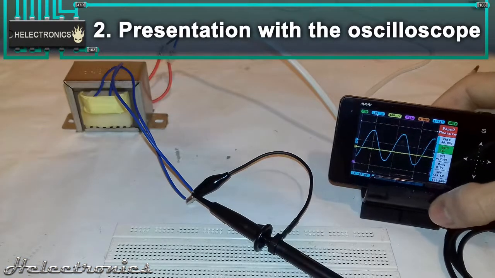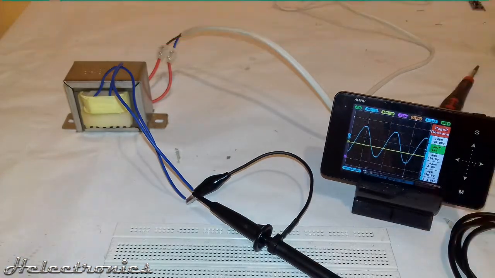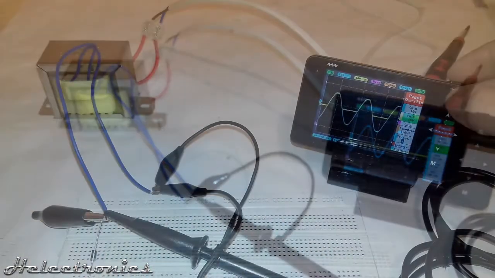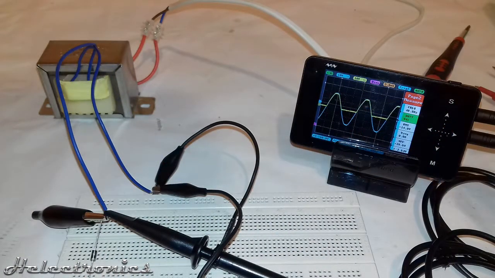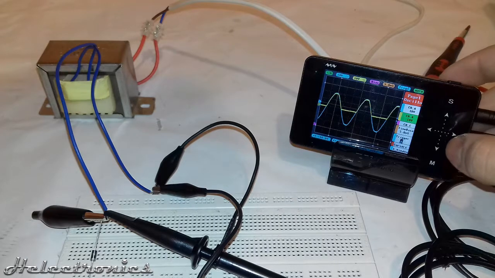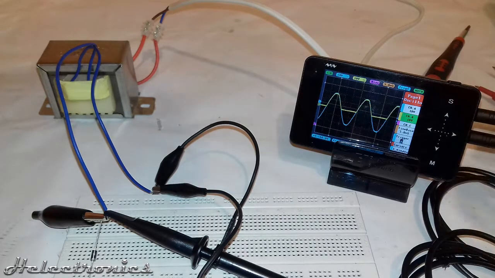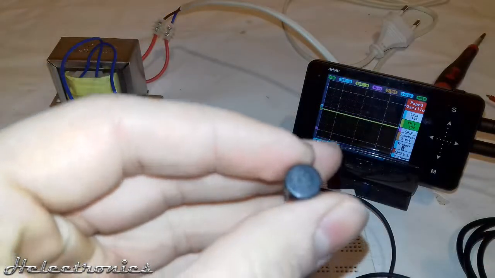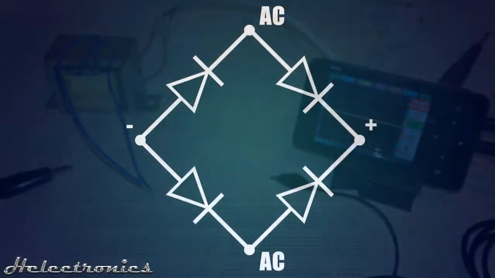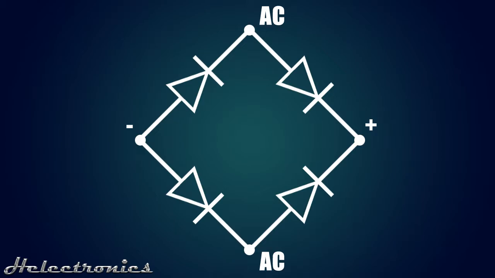Presentation with the oscilloscope. With the oscilloscope I will show you how the diodes work in a circuit. Using one diode, a half-wave rectifier circuit can be created. This rectifies the half of the sine wave. This means that only the half of the power provided by the transformer is used. To use the full potential of an AC sine wave, a full-wave bridge rectifier must be used. It is made from 4 diodes and rectifies the full sine wave into DC.